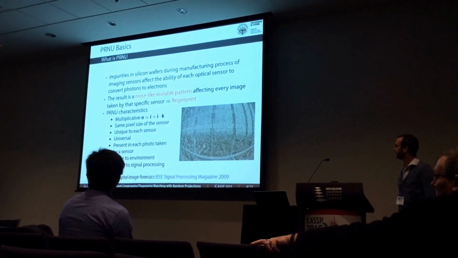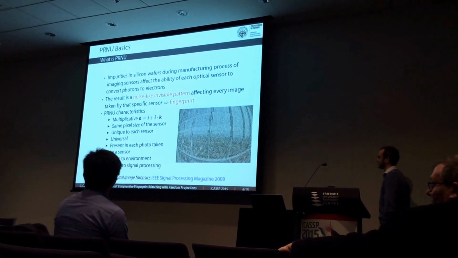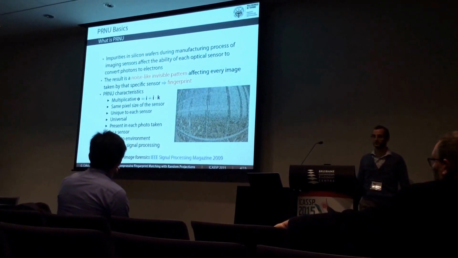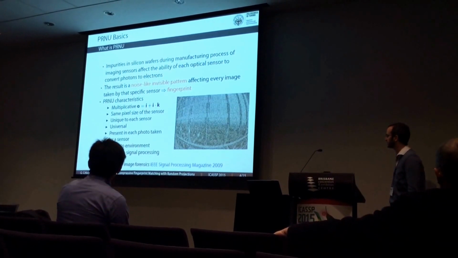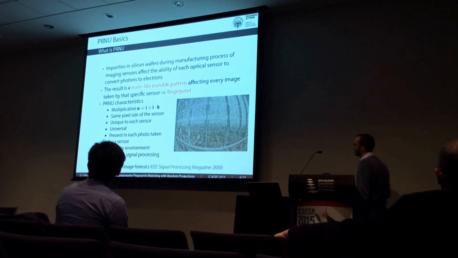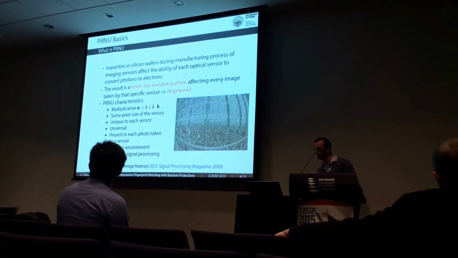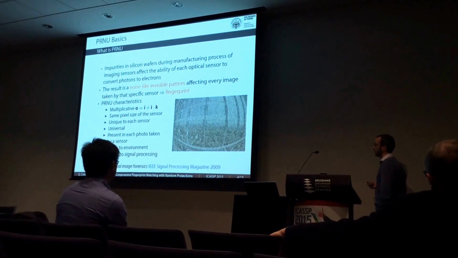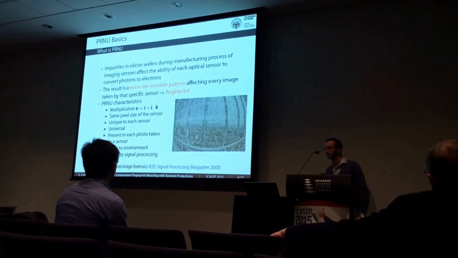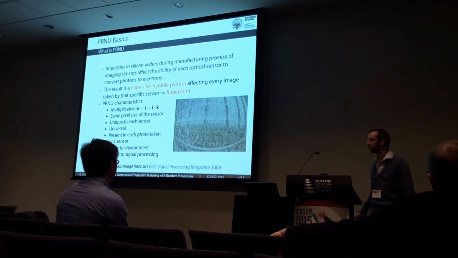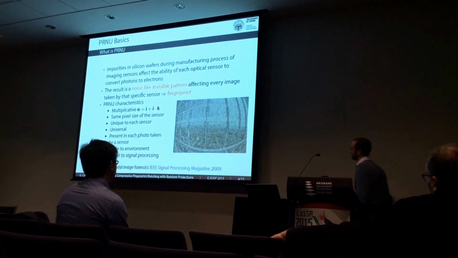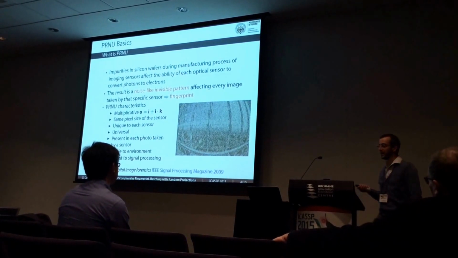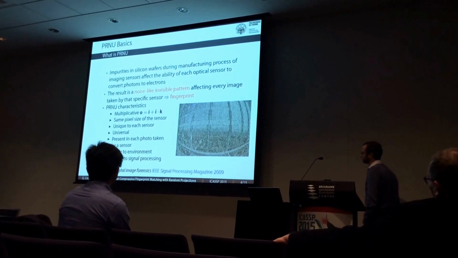And the characteristics of this PRNU are the following. It is a multiplicative pattern which has the same pixel size as the sensor, so this is huge in this sense. It contains enough pixels to make it unique for each sensor. So each optical sensor, the ones that you find in your smartphones, tablets, webcams, digital cameras, is different from each other. And it's universal, meaning that each different sensor shows the PRNU.